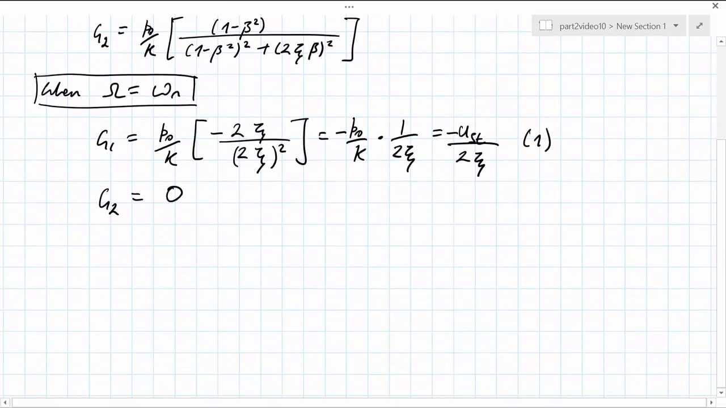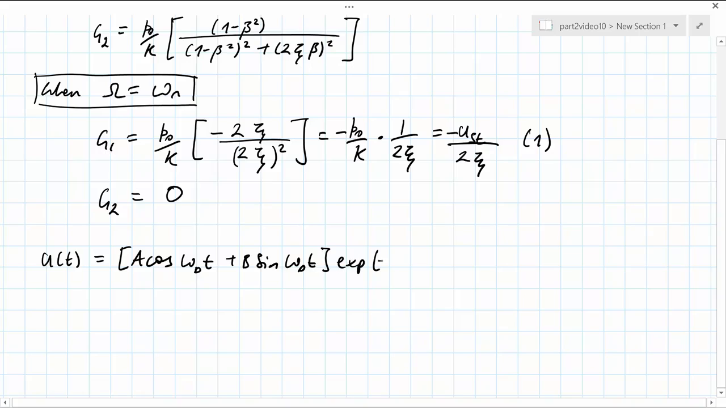The total response, which is equation 12 in video 9, then becomes u(t) equal to a cosine omega d t plus b sine omega d t, times the exponential function of minus zeta omega n t, minus u static over 2 zeta times cosine omega n t.